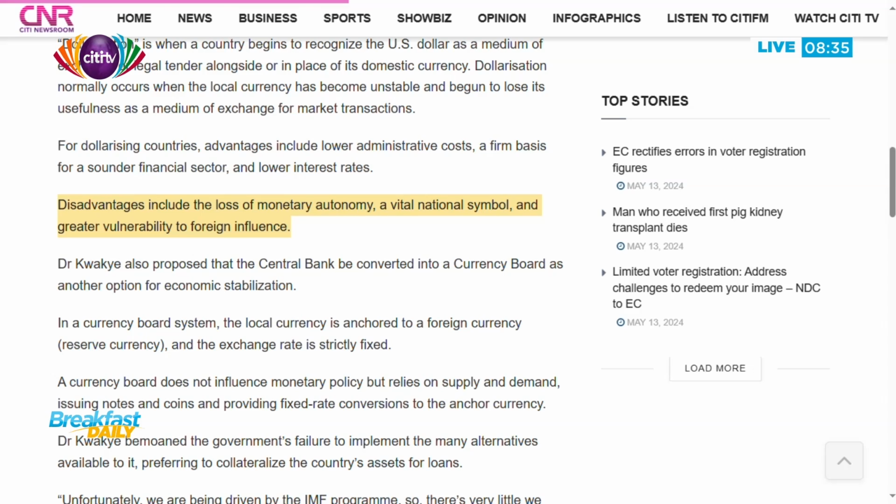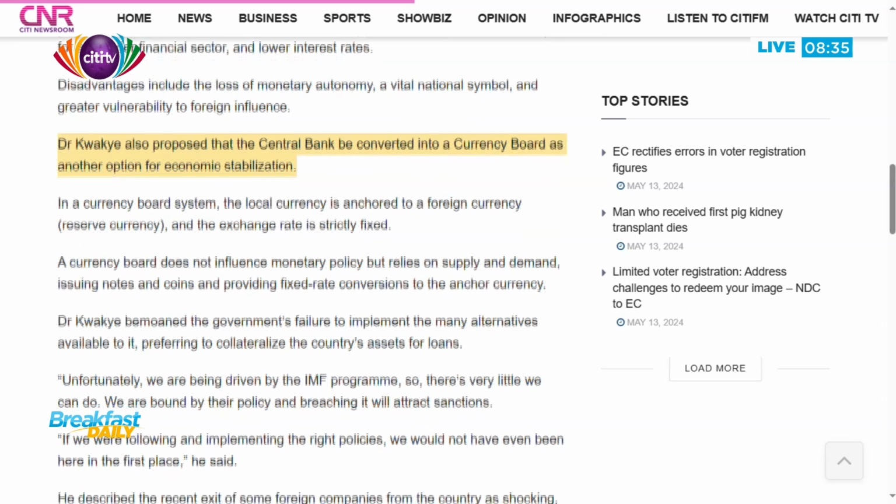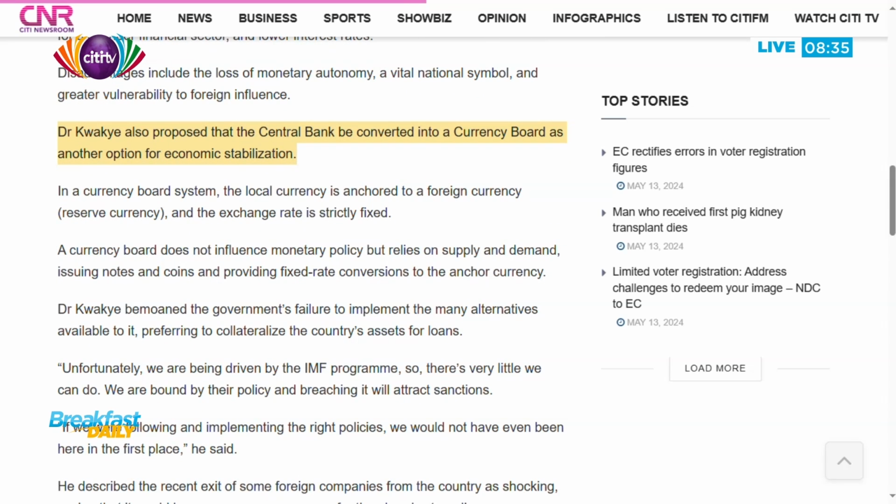foreign influence. Dr. Kwakye also proposed that the central bank be converted into a currency board as an option, another option for economic stabilization. In a currency board system, the local currency is anchored to a foreign currency, that's a reserve currency, and the exchange rate is strictly fixed. A currency board does not influence monetary policy but relies on supply and demand, issuing notes and coins and providing fixed rate conversions to the anchor currency.